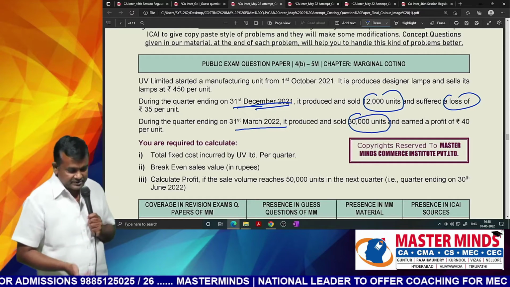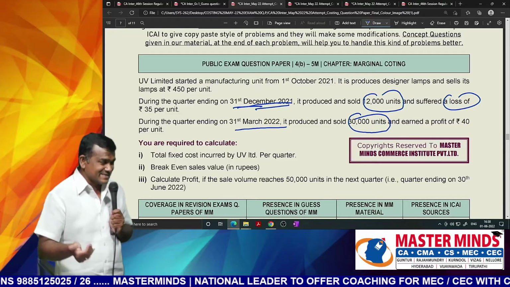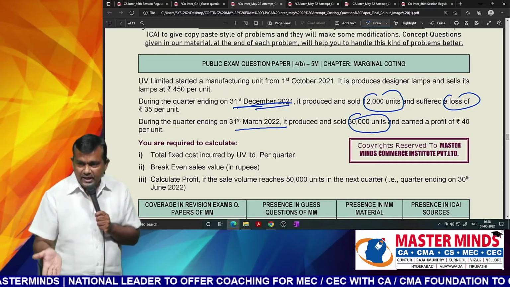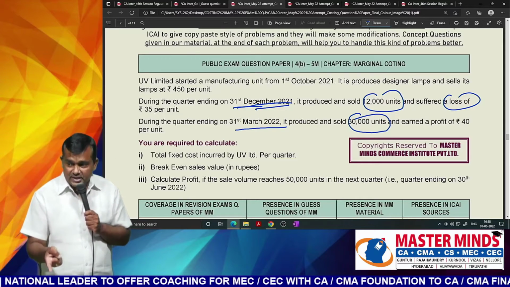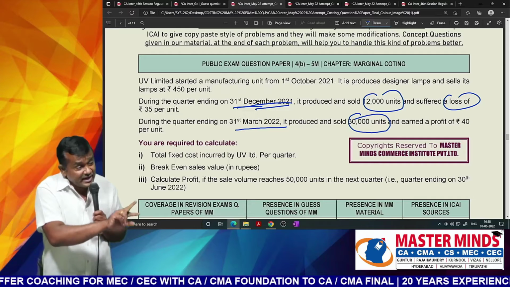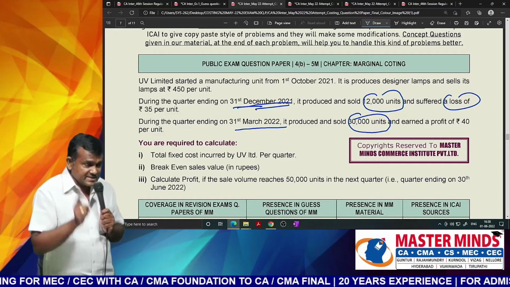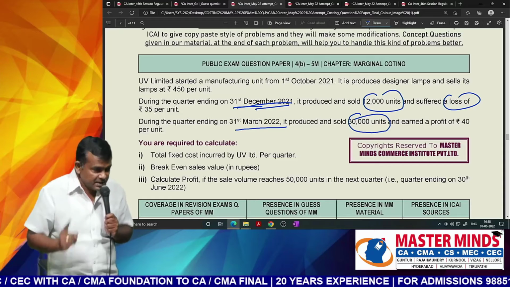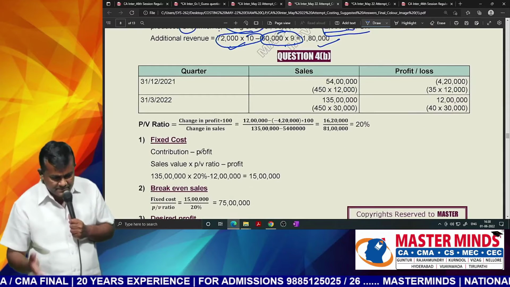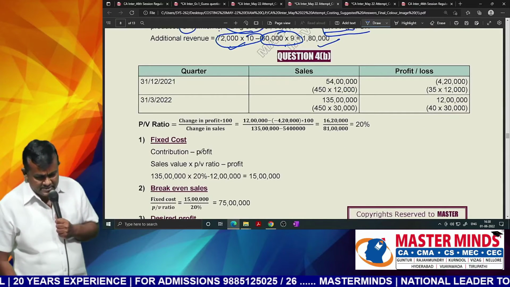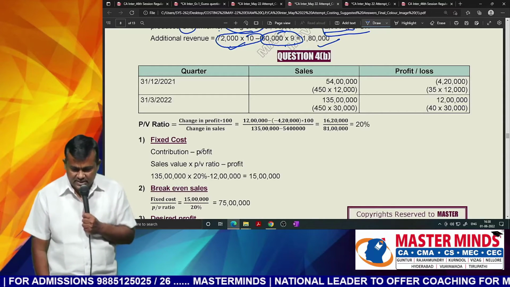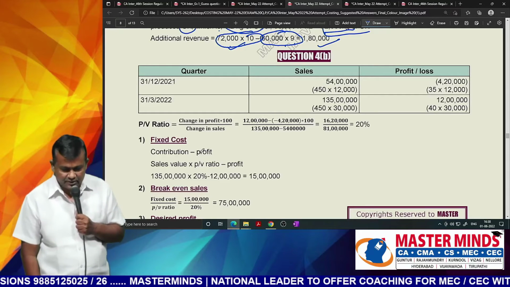So calculate the profit. Desired sales volume is given, so desired sales in quantity equals fixed cost plus profit by contribution per unit. In marginal costing, desired profit is given in the problem, or desired volume is given in the problem. Desired sales in units equals F plus P by contribution per unit. See this answer, sir. The first quarter sales amount to 54 lakhs, so loss amounts to 4,20,000. Second quarter sales amount to 135 lakhs, so profit equals 12 lakhs.